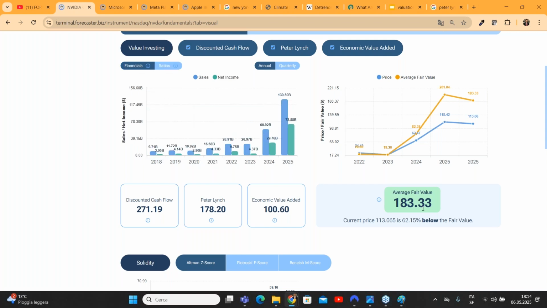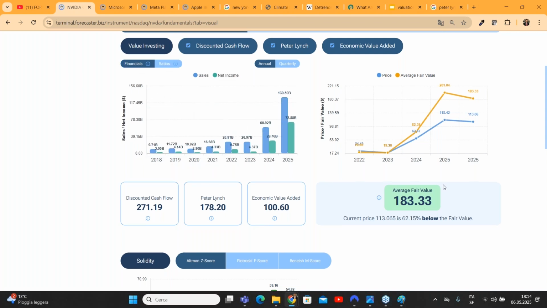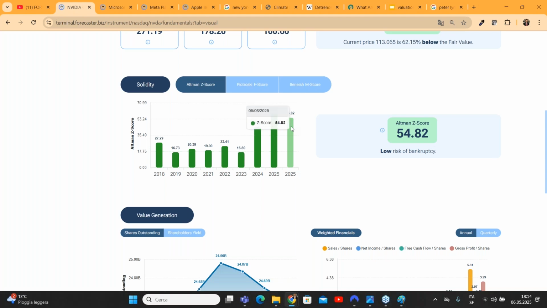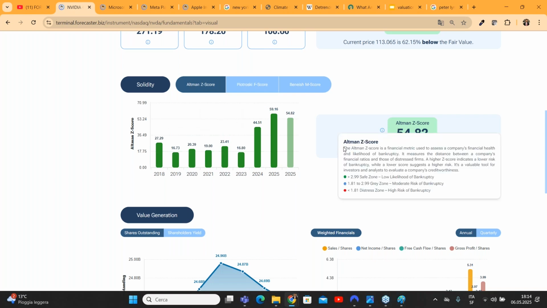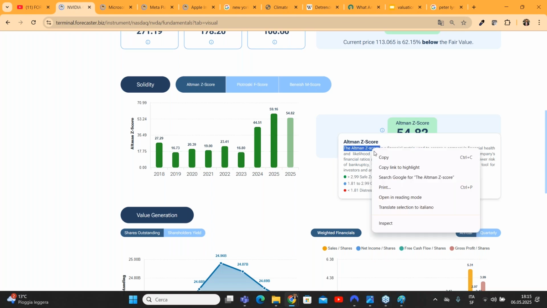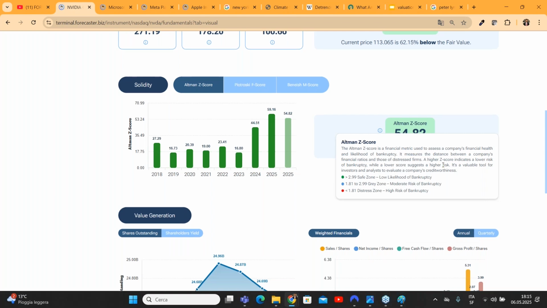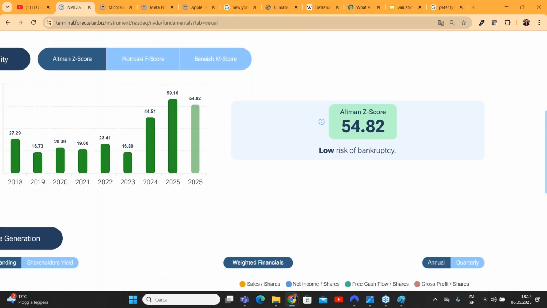You have to understand if the company is solid. And this is why we created the solidity part for the fundamental layer. And here we have three different scores that are really important. The first one is the Altman Z score, an amazing score that tells us if the company has a risk of bankruptcy. Also in this case, we have a public formula.